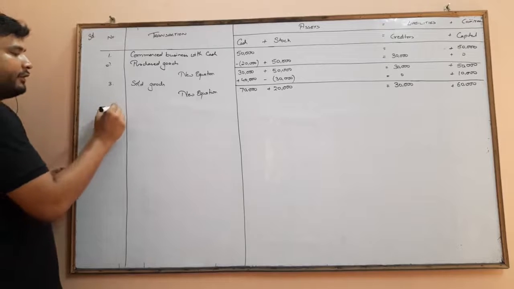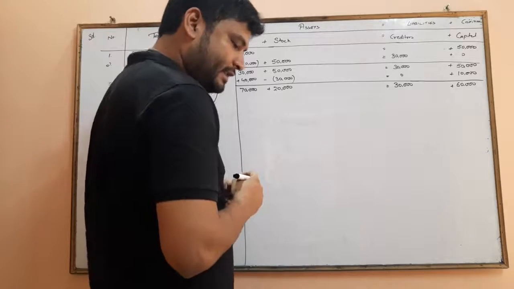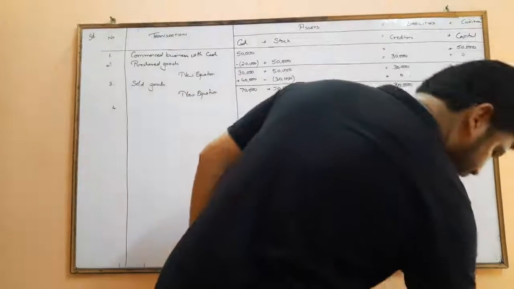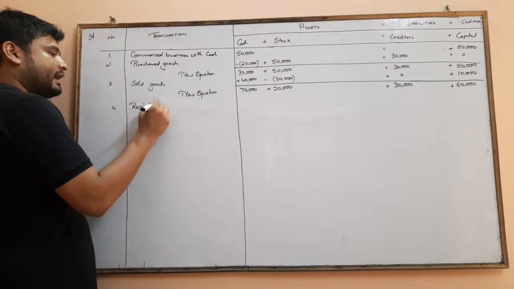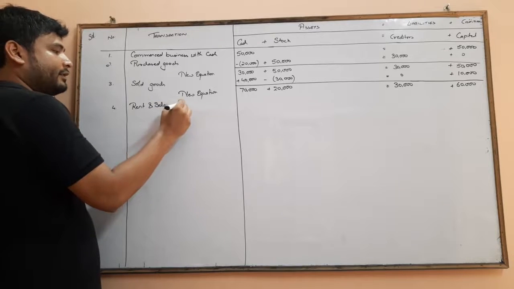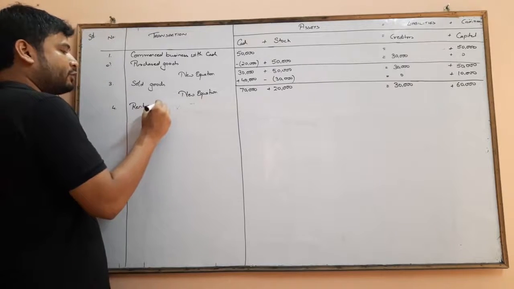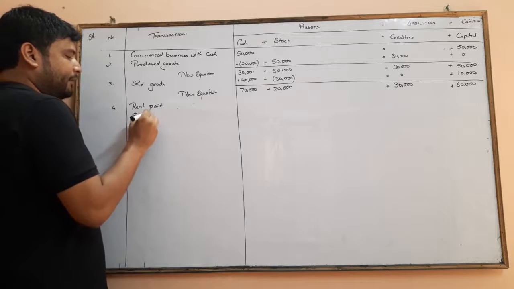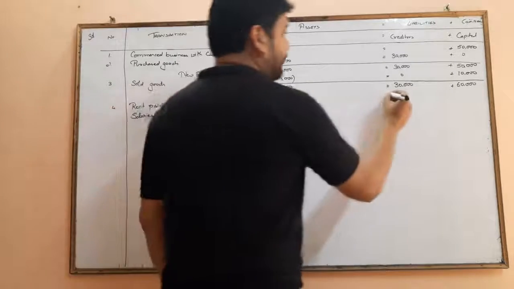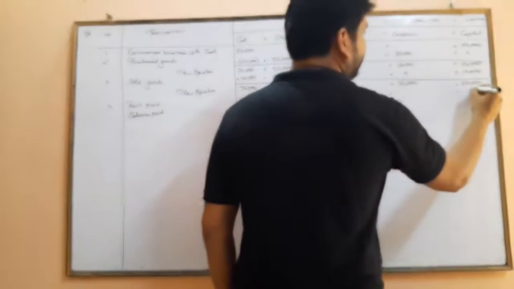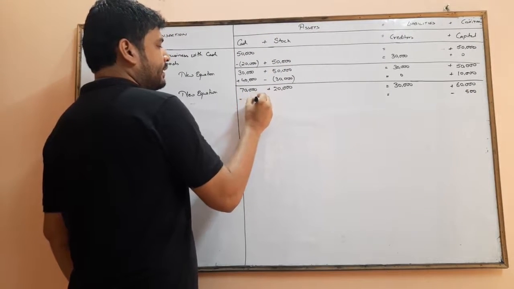Now point number 4. Point number 4, that is rent paid rupees 500 and salary rupees 5,000. So rent and salaries paid. So rent I have paid, or if I want I can do it separately so that you can understand. Rent I have paid of rupees 500. It's an expense for me. So minus 500 from the capital, and in which form nothing is mentioned, so in the form of cash.